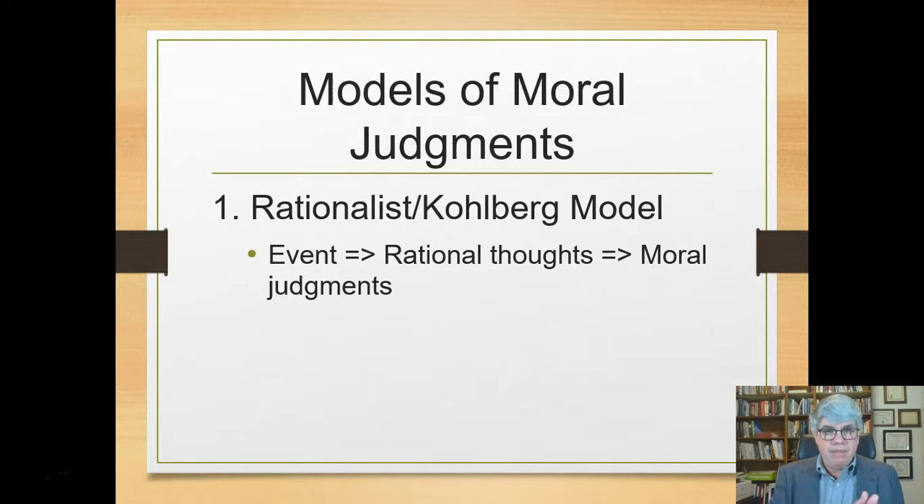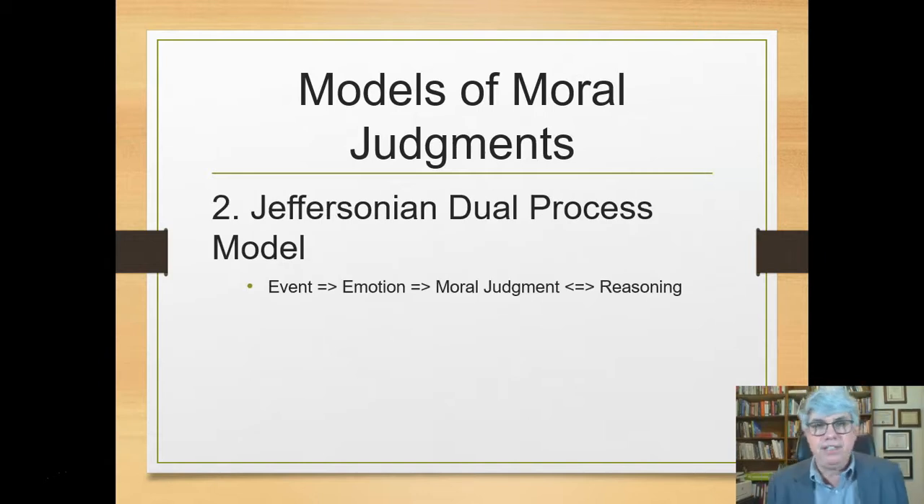So we have this simple model where some event happens, we think about it, and then we decide what to do. Let's go to a little bit more complex model, and this is what Jonathan Haidt calls the Jeffersonian dual process model. Thomas Jefferson described this phenomenon, and this dual process model has been studied quite a bit in social psychology and organizational psychology, where we basically have two processes that are influencing our moral judgment.